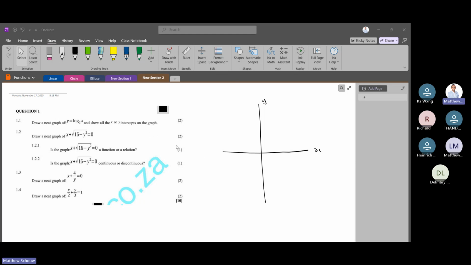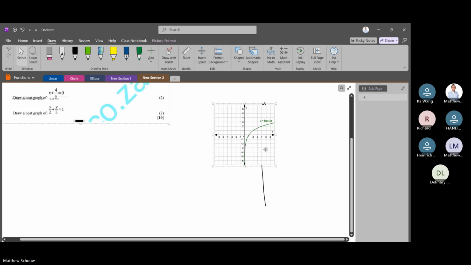And I'll show you exactly what it looks like. It's a stock graph that they're asking you to draw. Paste it for you, yeah. This is what I wanted to draw, colleagues. It just didn't come up. There we go.